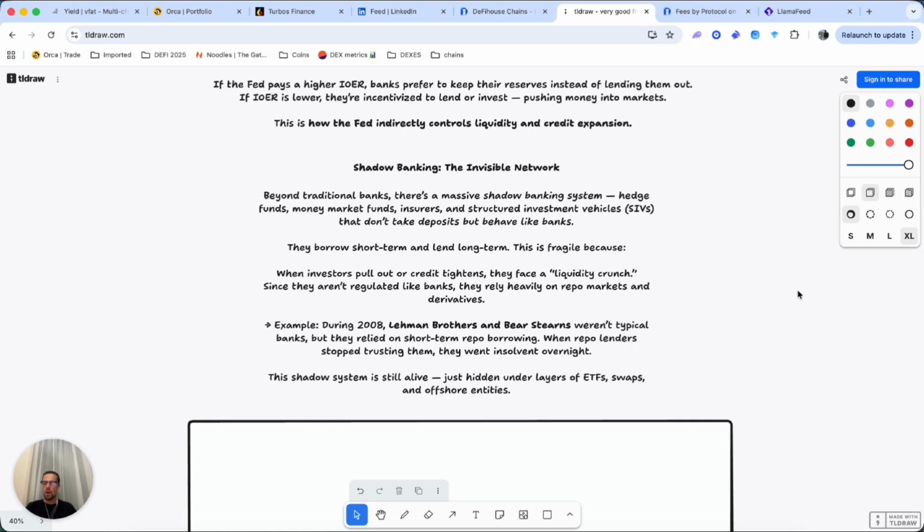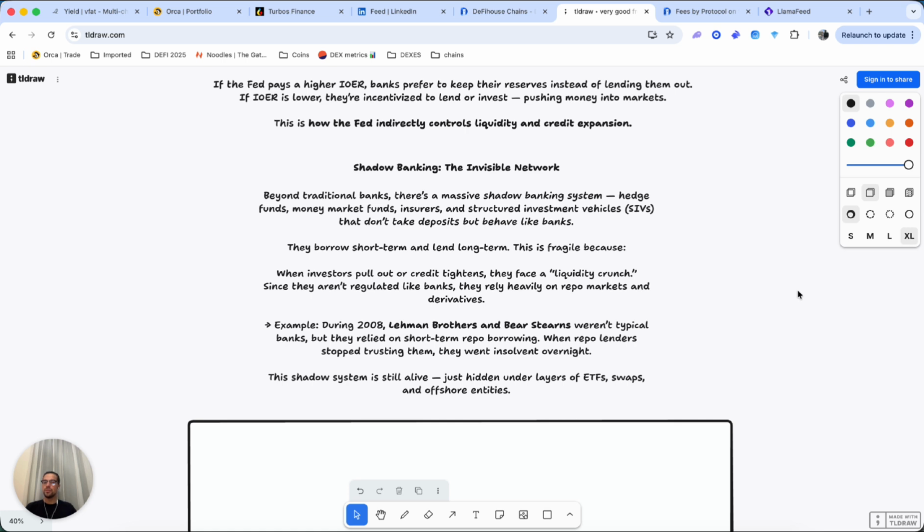So they borrow short term and lend long term. And this is very fragile because when investors pull out or the credit tightens, they face a liquidity crunch. Since they aren't regulated as the banks, they rely heavily on the repo markets and derivatives because all of those operations are based on short-term and long-term loans and borrows. So the overnight lending and borrowing is basically how they keep on running.